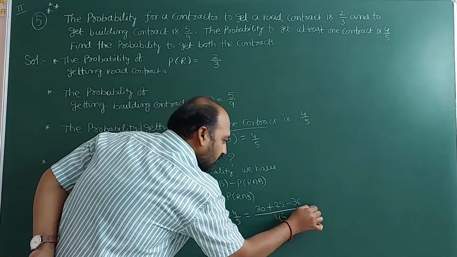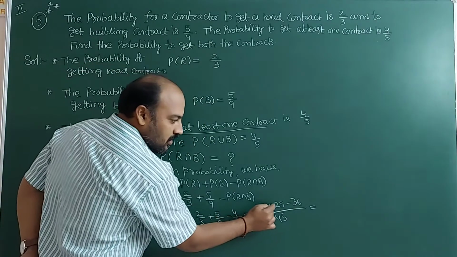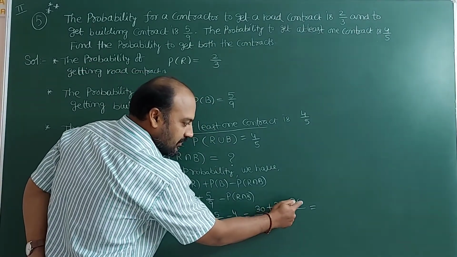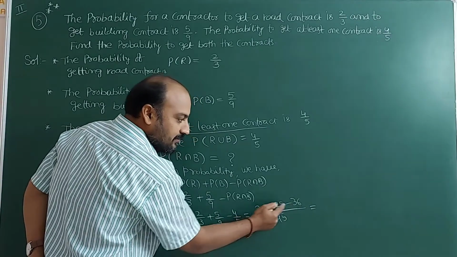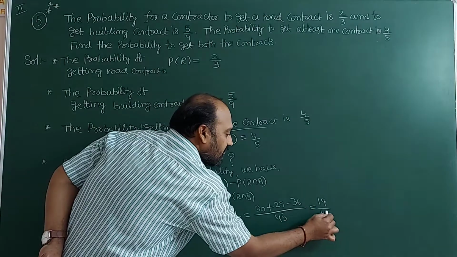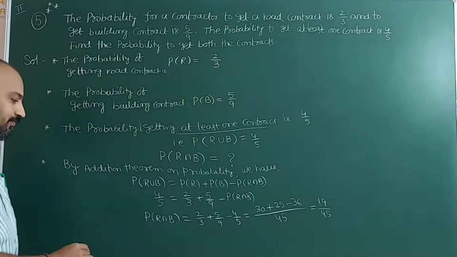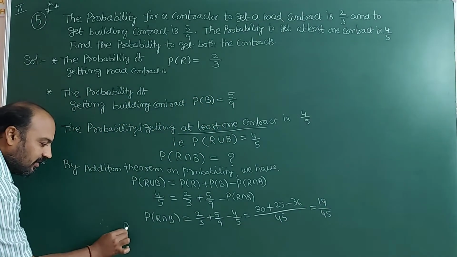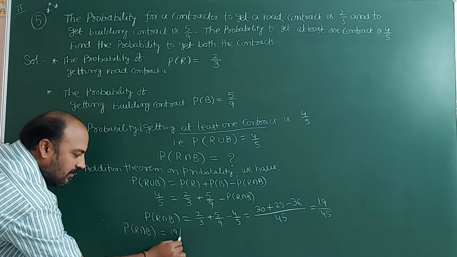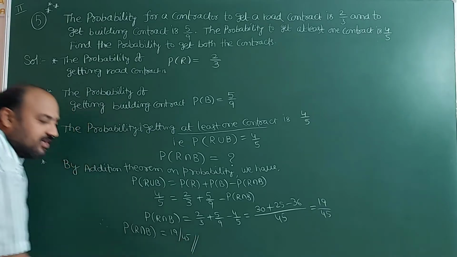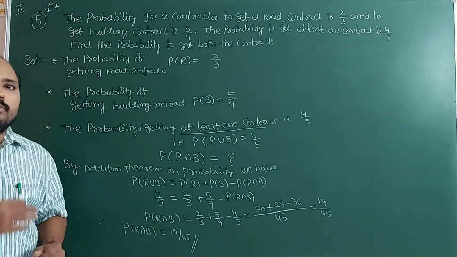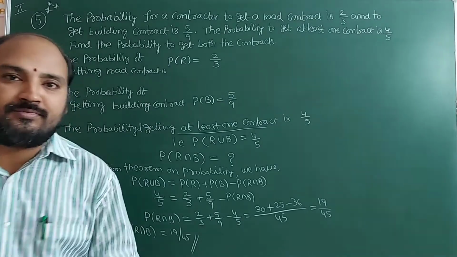So which is equal to 30 plus 25 minus 36. 55 minus 36 is 19. 19 by 45. Therefore, the probability of getting both the contracts, R intersection B, is equal to 19 by 45, which is the required probability. I hope you people understand, dear students. We'll move on to the next question.